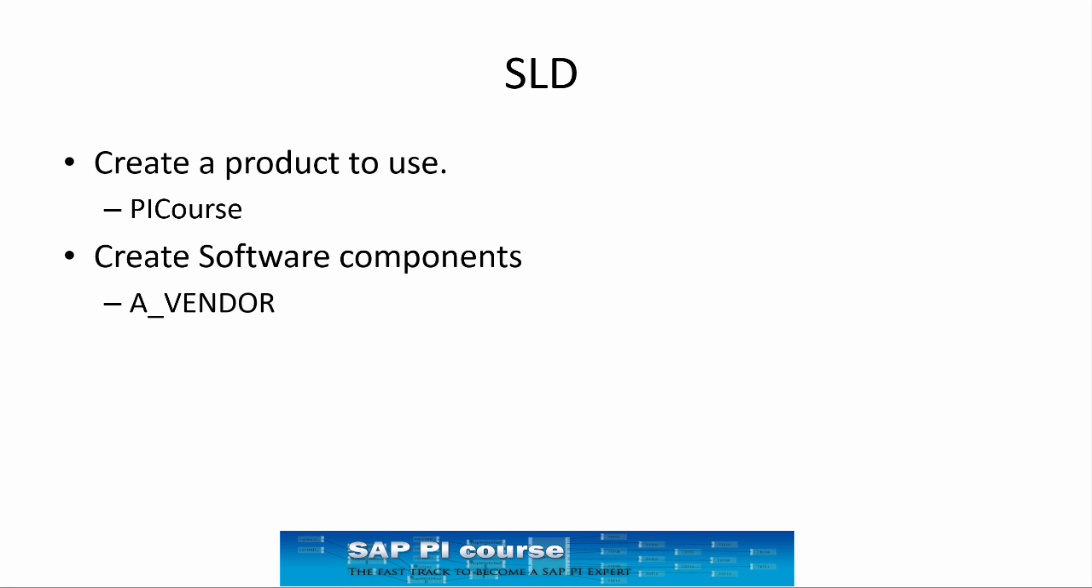So first we need to create a new software product we want to be using called PI course, and then we want to create a software component underneath this that's called vendor.